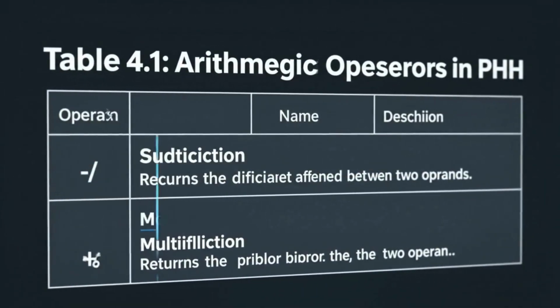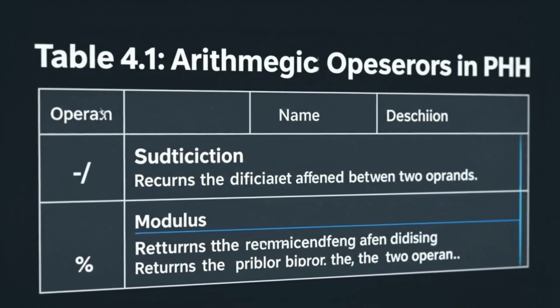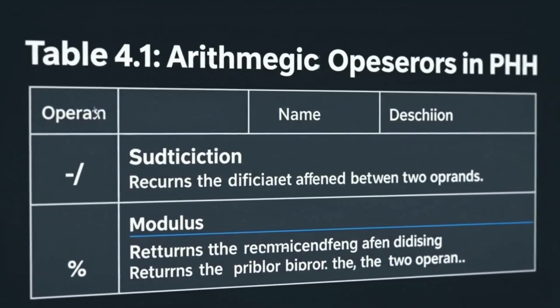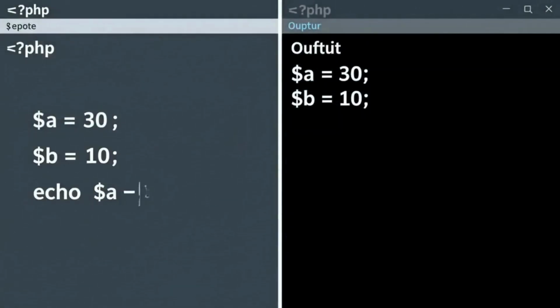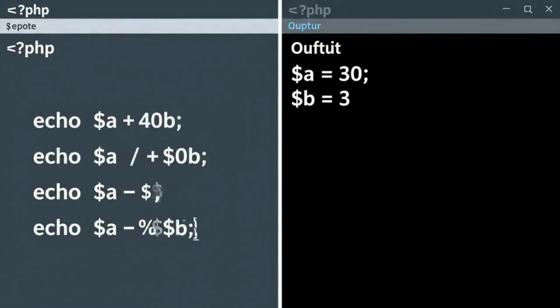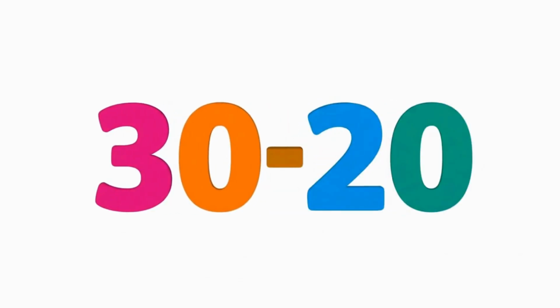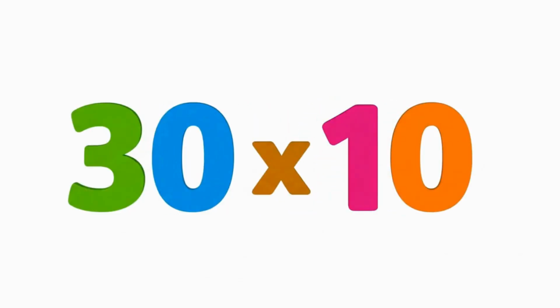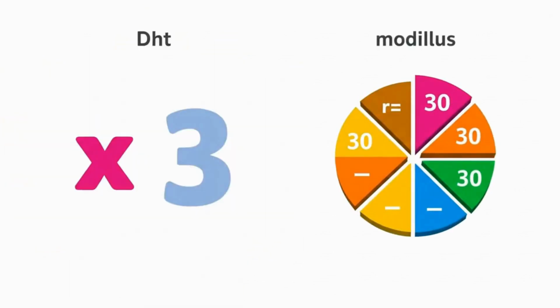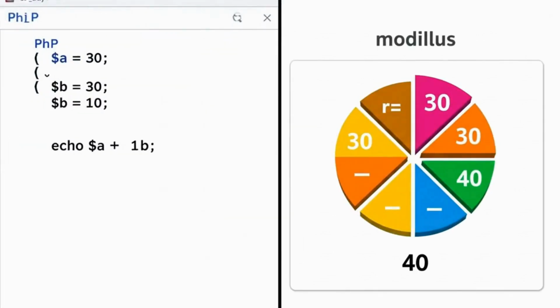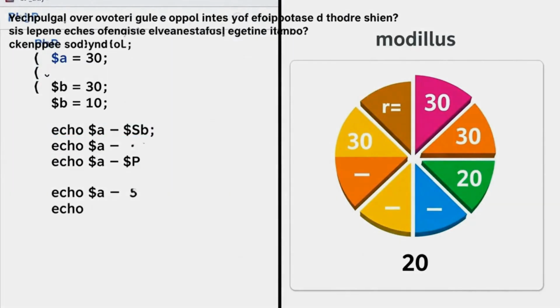Here is a quick summary of all arithmetic operators supported by PHP. Let's see how each operator works with examples. Each arithmetic operator performs a specific function, such as adding values.